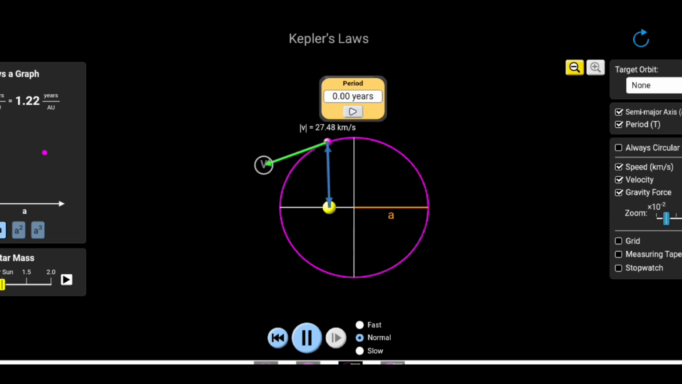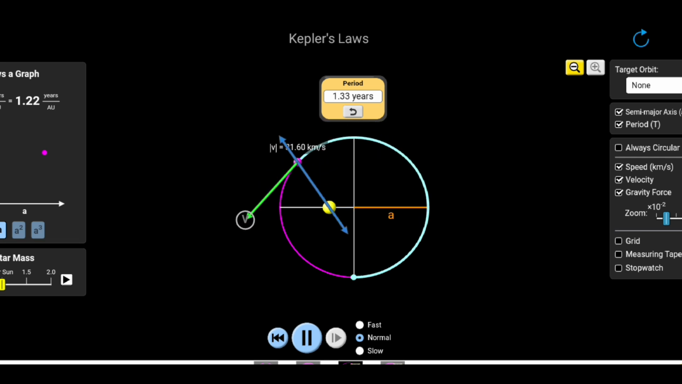Simplified explanation: imagine 2 race tracks, a smaller circular track and a larger oval track. A runner on the smaller track finishes laps faster than one on the larger track. Similarly, planets with smaller orbits move faster than those with larger orbits.